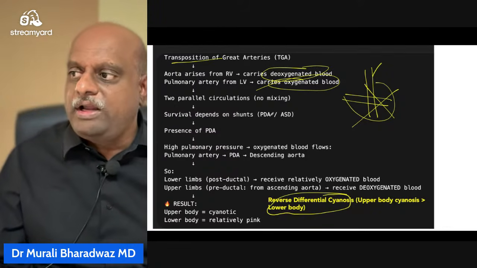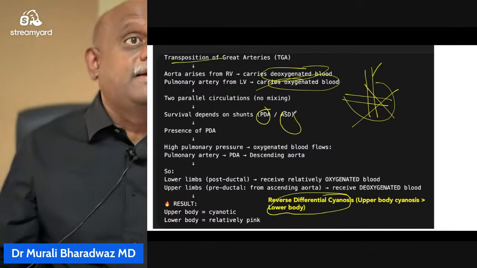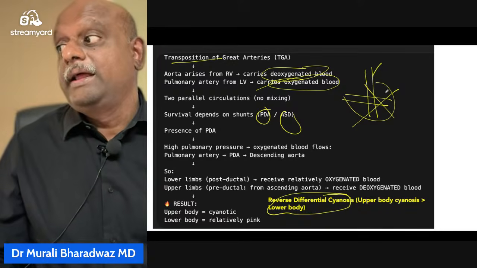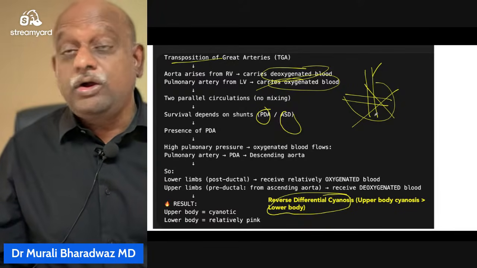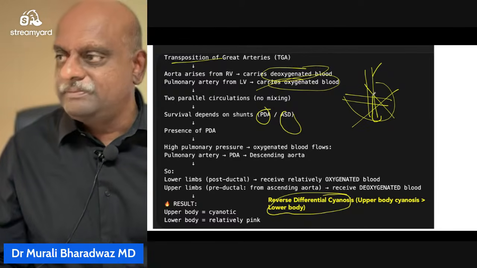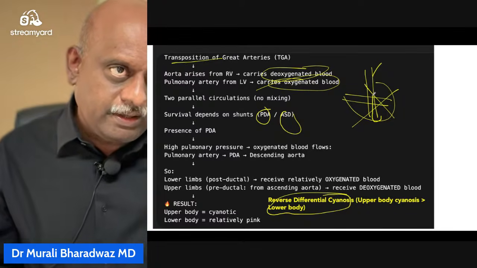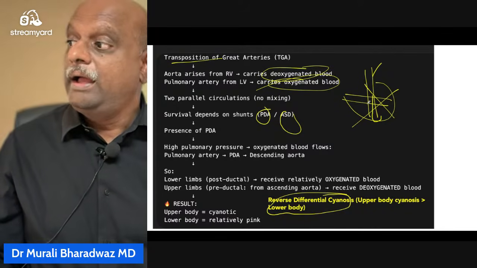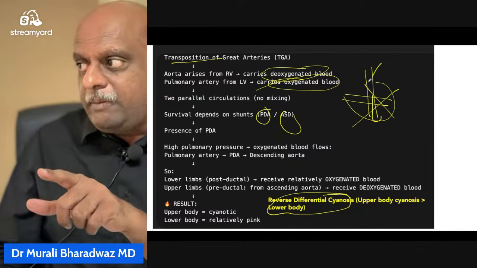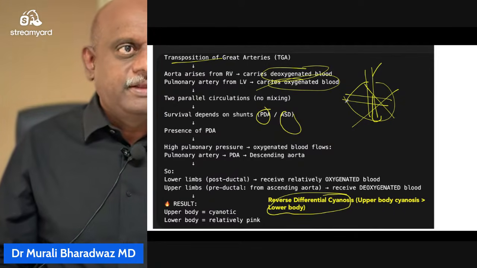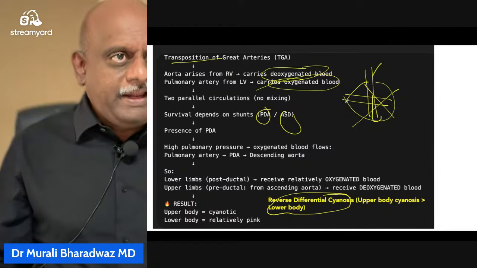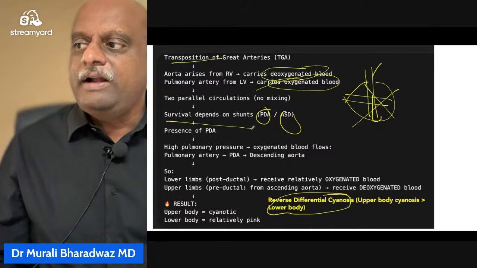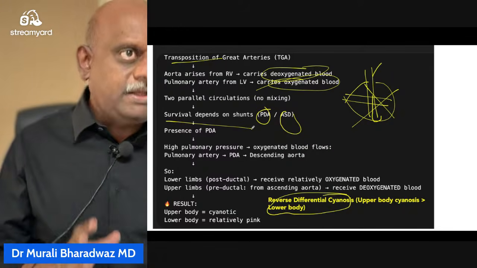In this situation, the only way to survive is that PDA or ASD should be there. It should not be closed. Why? Because the aorta, which is receiving the blood from the right ventricle, needs to transfer it back to the right side using the PDA. So PDA is needed. Understood? So survival depends on the presence of PDA and ASD.